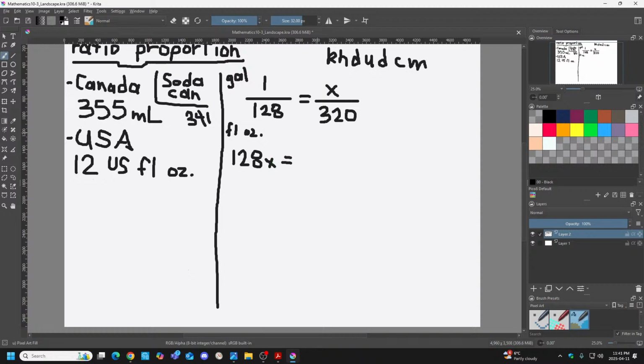There we go. And then 1 times 320, which is obviously going to be 320. Same thing, guys. If you want to get rid of this, there's 2 ways you could look at it. You could either divide both sides by 128, or you could just take the 128 and move it to this side. Be consistent. And that's it. Easy peasy lemon squeezy. And we're dividing by 128.